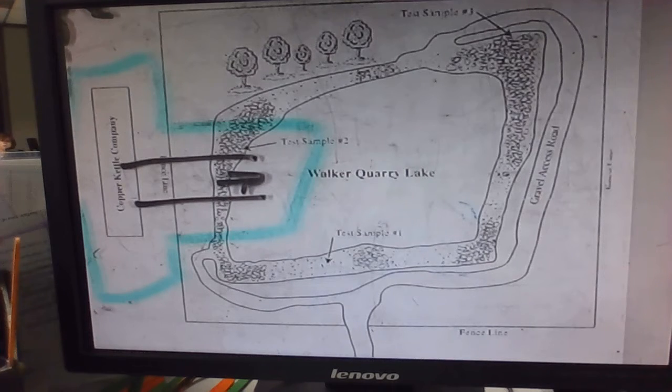All right, next, non-point source pollution. Blake, would you read that one, please? Yes. Pollution that comes from many different sources, runoff pollution. This type of pollution can be difficult to identify the source.